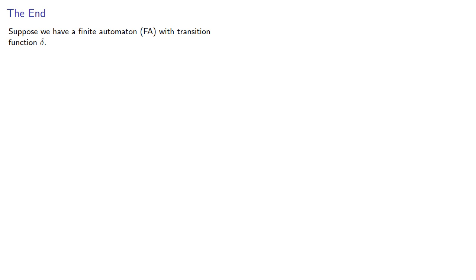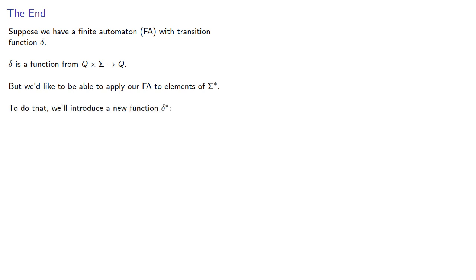Suppose we have a finite automaton with transition function delta. Remember that delta is a function from the Cartesian product of the set of states and symbols into the set of states. But we'd like to apply our finite automaton to the elements of the star closure, the set of all possible strings. To do that, we'll introduce a new function which we'll call delta star.